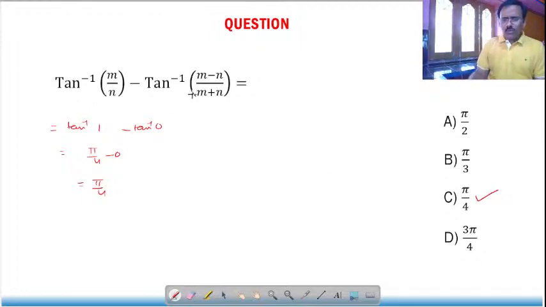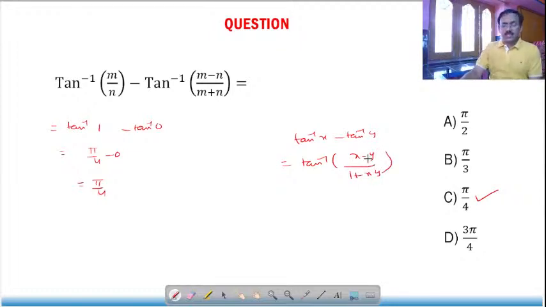If at all you want to do, you can go with tan inverse x minus tan inverse y is equal to tan inverse of x minus y by 1 plus xy. Rather, again cases will be there. Rather, the options indicate that the answer is independent of m comma n. So we can solve it.